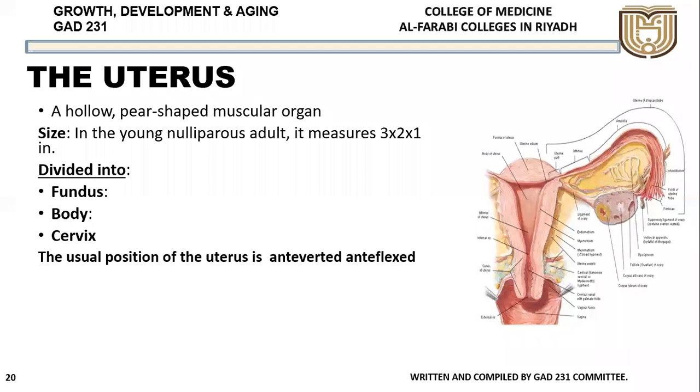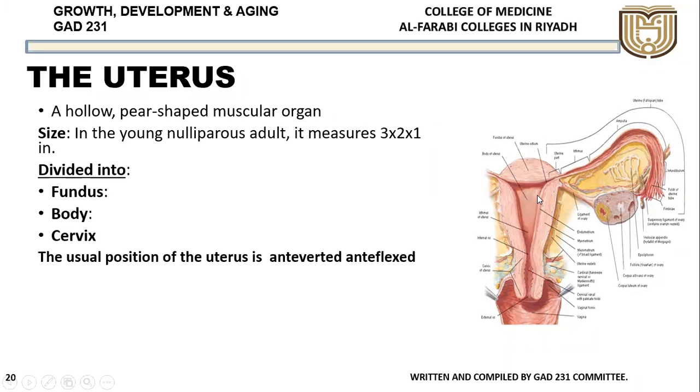Coming to the uterus, as you know, this is a very important organ, where the fetus will actually start growing. It is a hollow pear-shaped muscular organ. It is a thick muscular organ which has the capacity to expand. In case of young nulliparas, those ladies who have not become pregnant till now, the size of the uterus is very small, just 3 inches by 2 inches by 1 inch: 3 inches in length, 2 inches in breadth, and 1 inch in thickness.